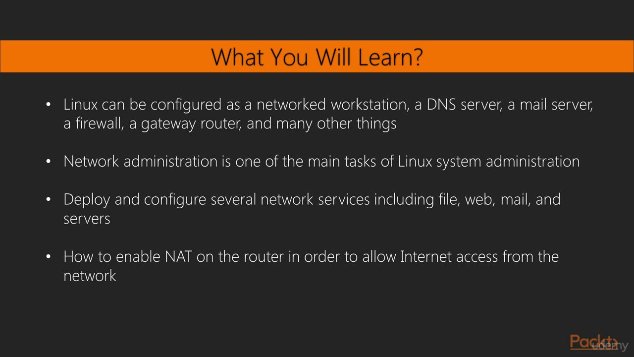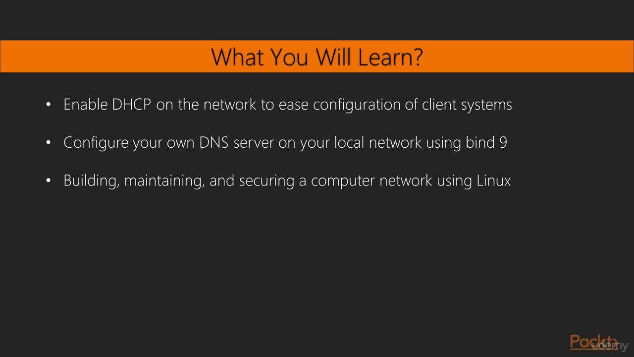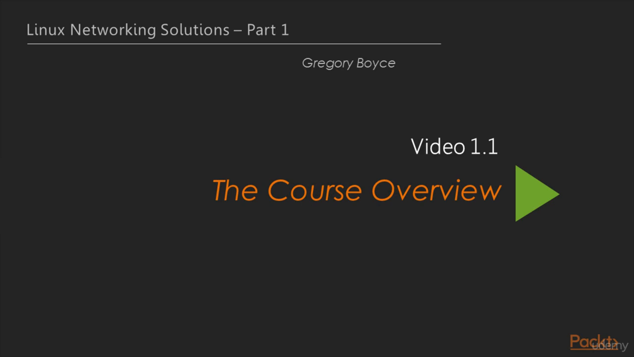Starting with a simple Linux router that passes through traffic between 2 private networks, this video will show you how to enable NAT on the router in order to allow internet access from the network. You will also enable DHCP on the network to ease configuration of client systems. Configure your own DNS server on your local network using bind9 and tie it into your DHCP server to allow automatic configuration of local host names. This video is packed with a practical and task-based approach that will walk you through building, maintaining, and securing a computer network using Linux. So now let's look at what we have got inside this course.